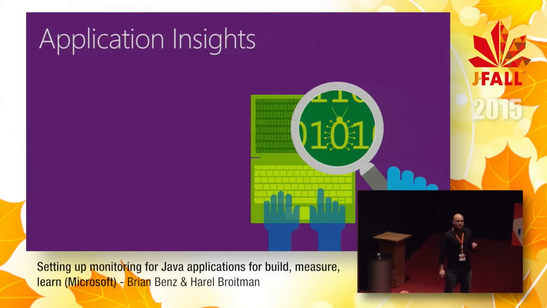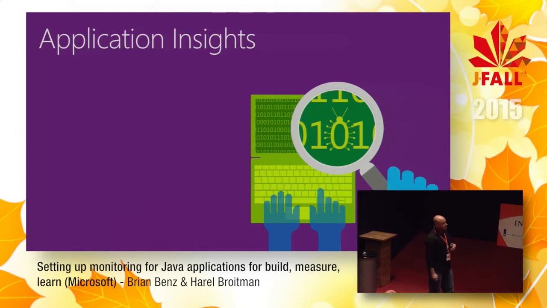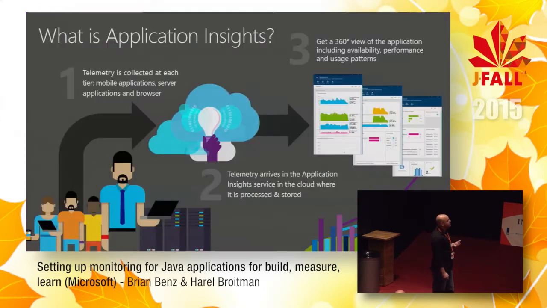So to give an example of an application performance monitoring tool, I'm going to talk about Application Insights. That's a product I'm working on in Microsoft. So let's look at an example of an APM tool, how it helps to get these business decisions. So let's talk first, what is Application Insights?